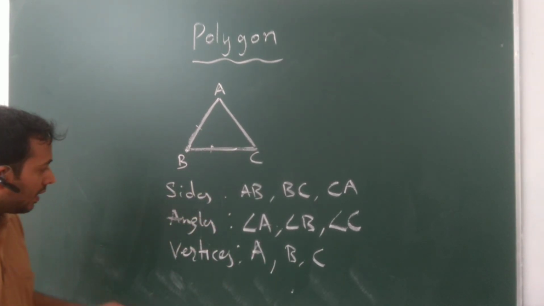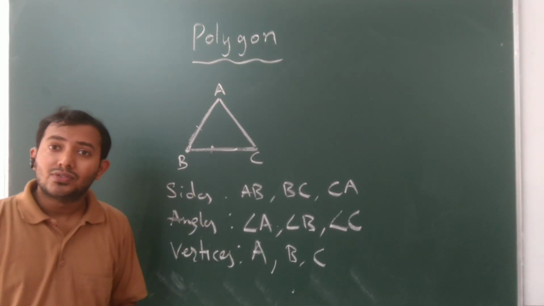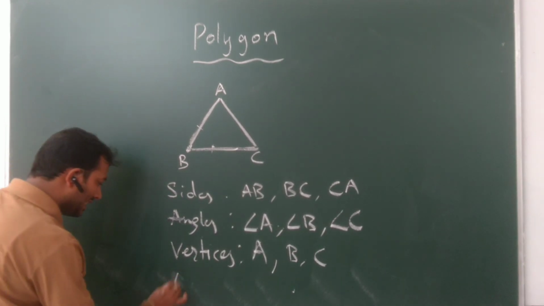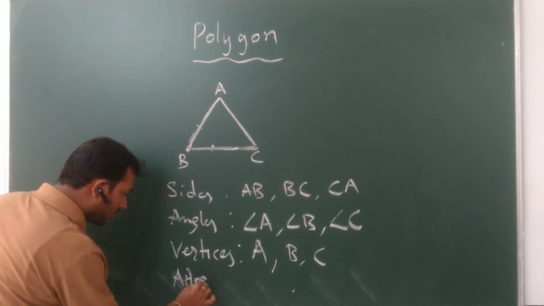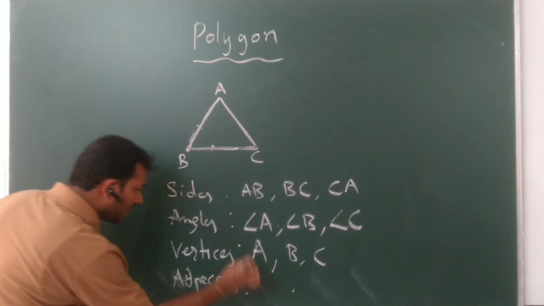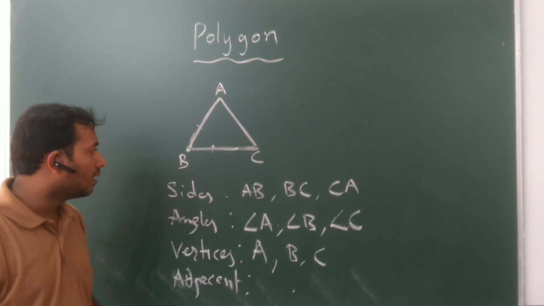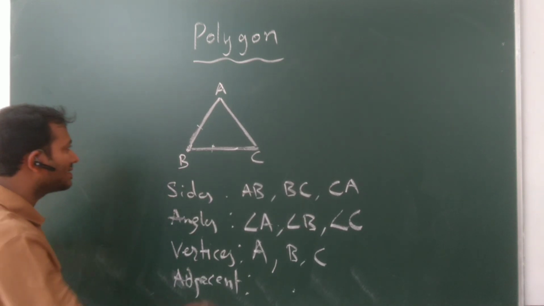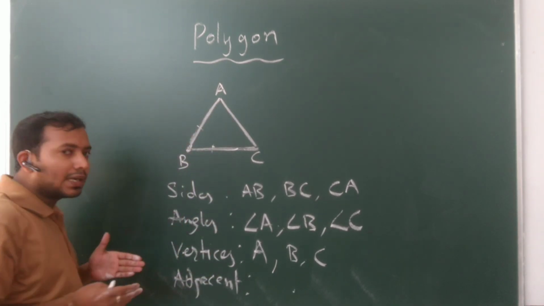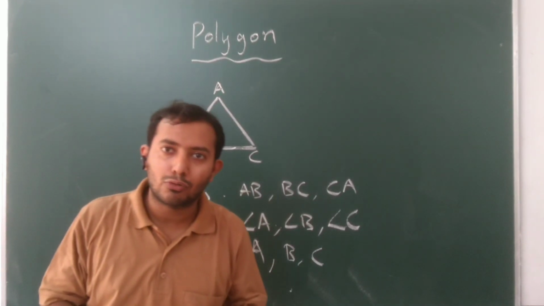We're going to see now adjacent side. Okay, how are we going to represent adjacent side? So let's see. If I ask you the adjacent side of AB, what will be the adjacent side of AB?